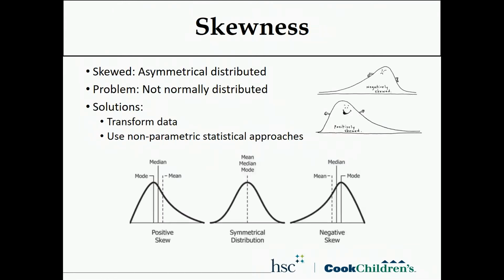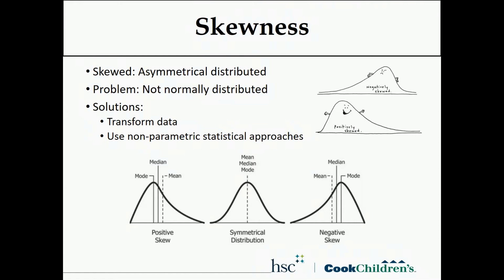Okay, so one thing that gets in the way of something being normally distributed is if it's skewed. Skewness basically means that it's an asymmetrical distribution. The problem with that is that it's not normally distributed. You can see there on the right, you've got 2 examples. One is negatively skewed, the other is positively skewed.